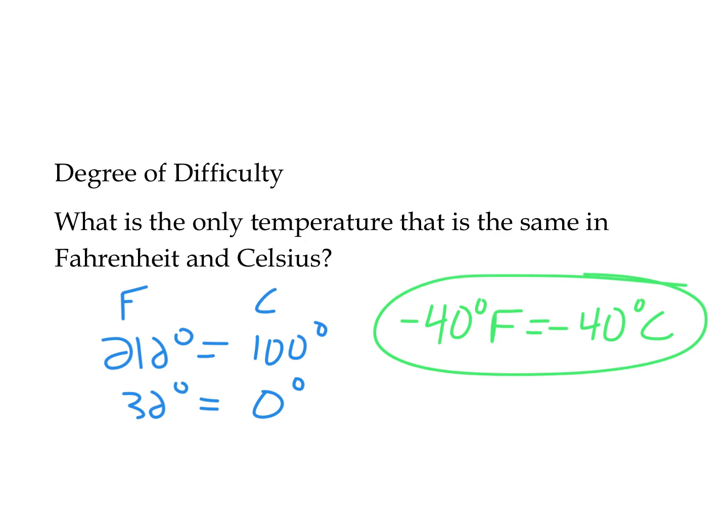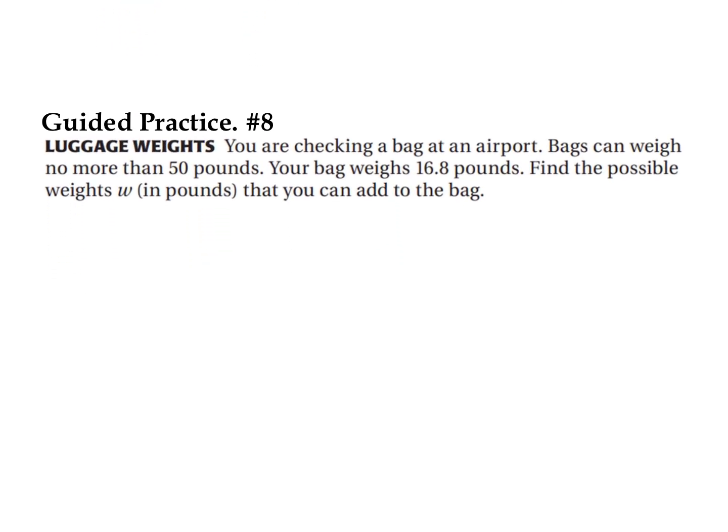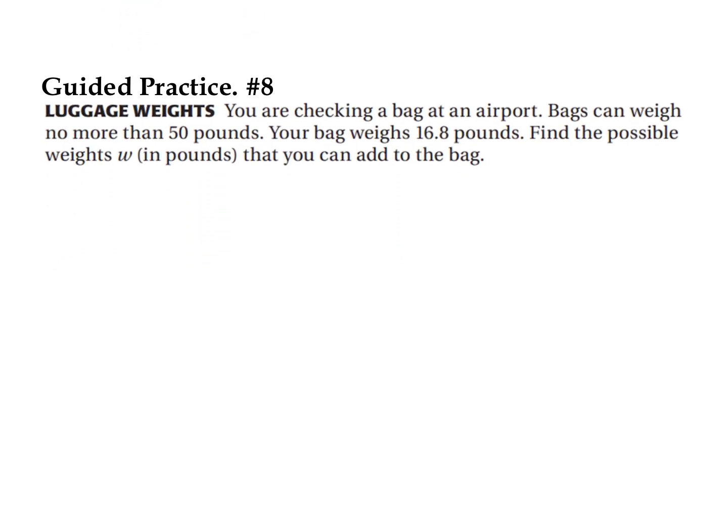All right, let's look at some more inequality here. Let's apply what we've been using to write out an inequality for this situation and then solve it. You're checking a bag at the airport. They have a weight limit of 50 pounds. It can't weigh more than that. Right now our bag weighs 16.8 pounds. We're trying to figure out how much we can pack in there, as much as we can for this great vacation. We want to find the possible weights that you can add to the bag.